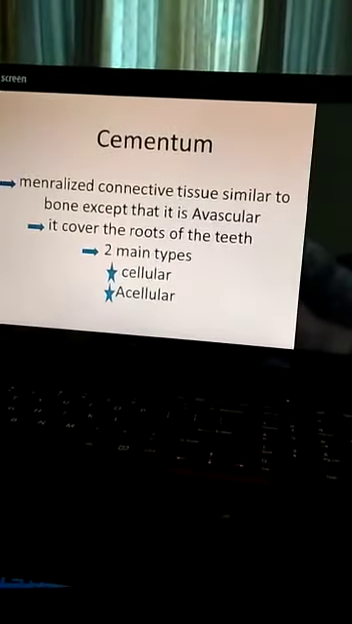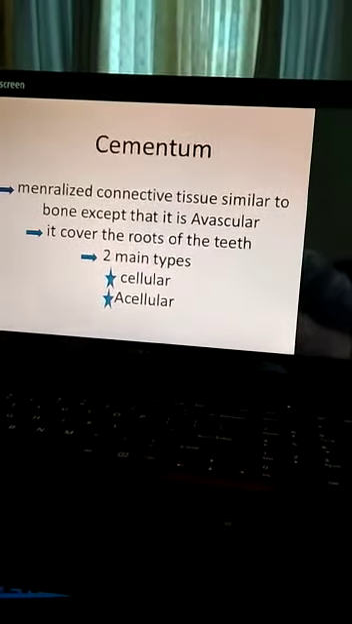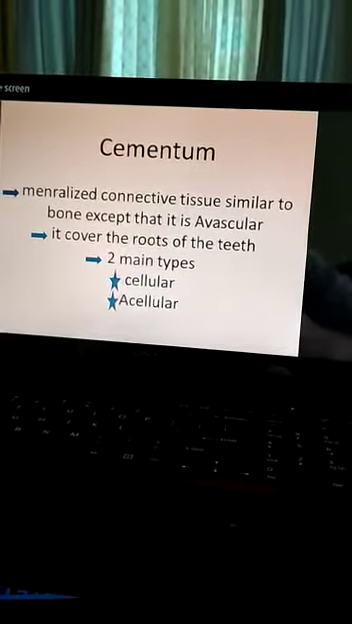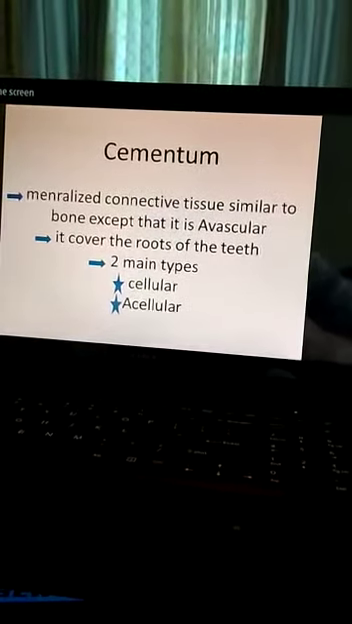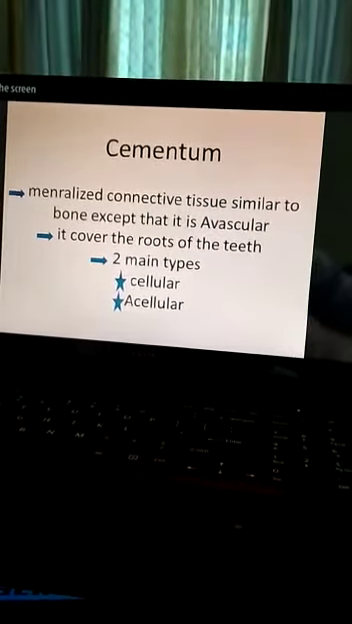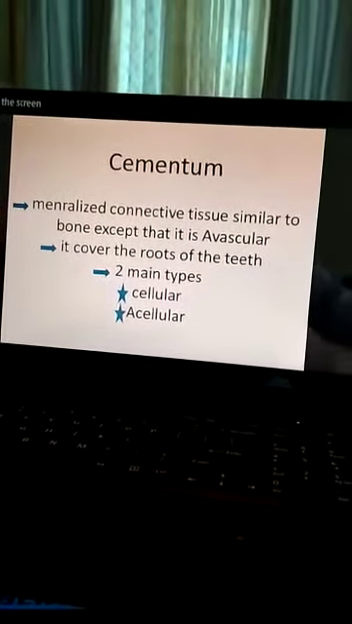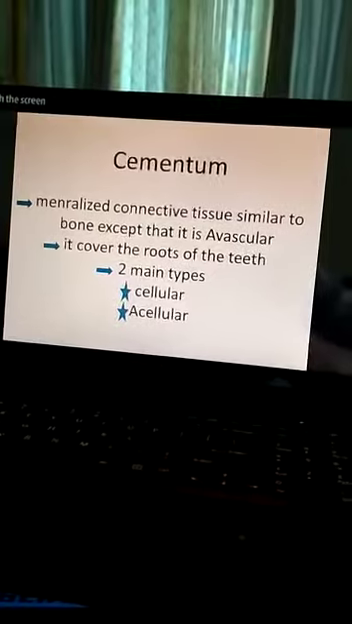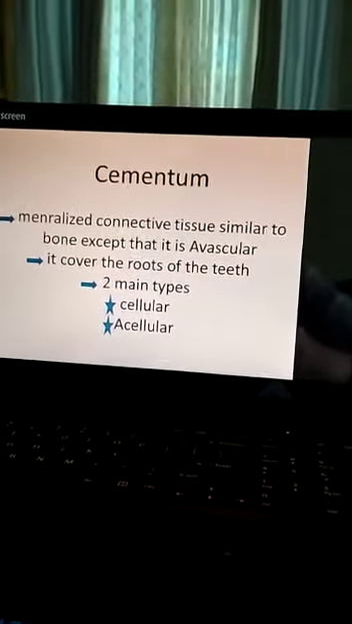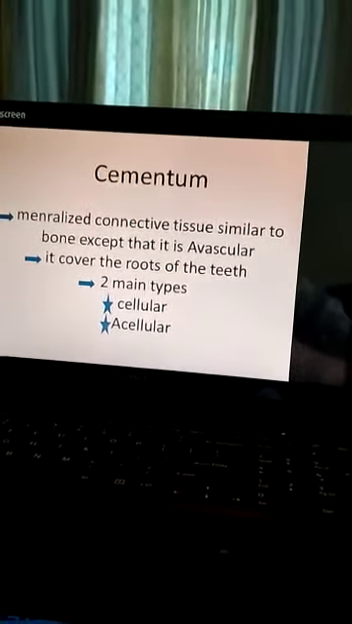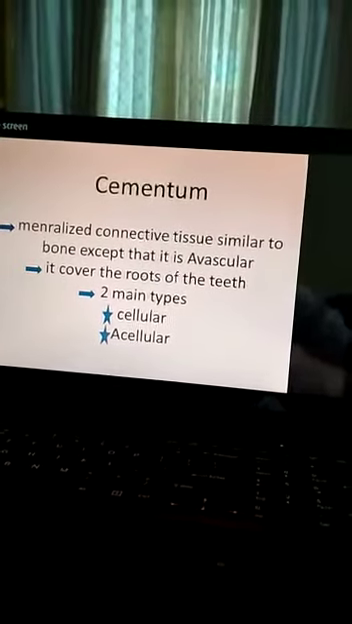First of all, we discuss cementum. Cementum is a mineralized connective tissue similar to bone, except that it is avascular, and the bone is vascular. The bone contains vessels, and cementum has no vessels. It covers the root of the teeth. The cementum has two main types: acellular cementum and cellular cementum.